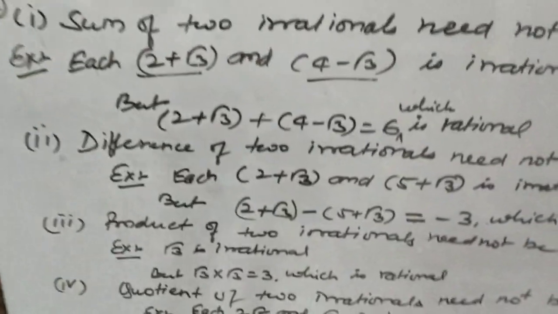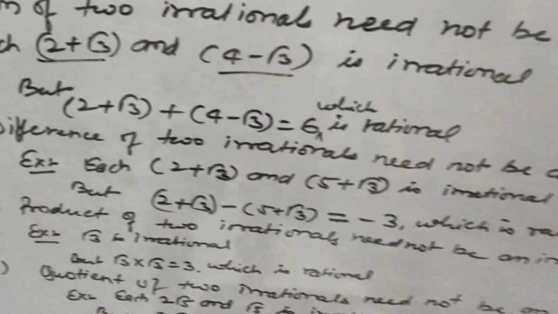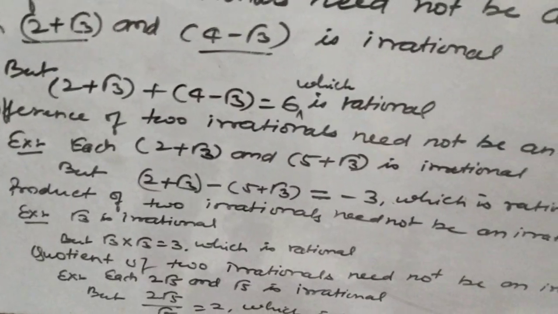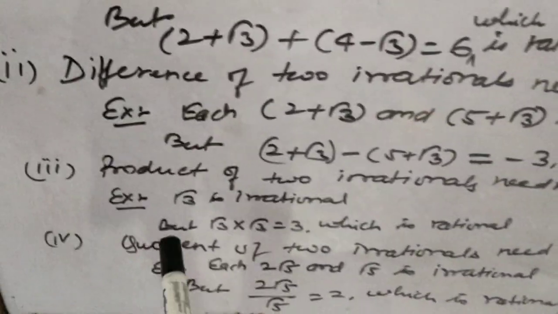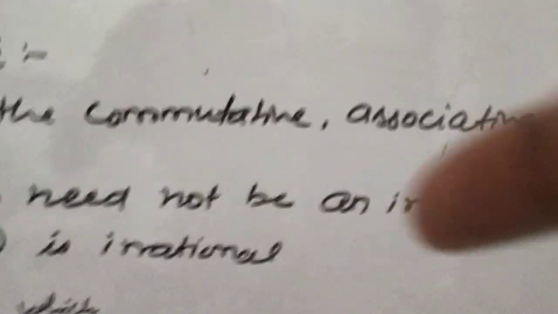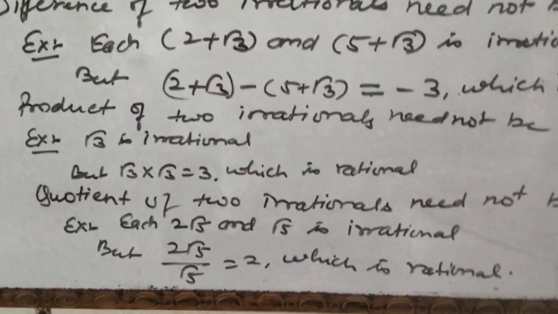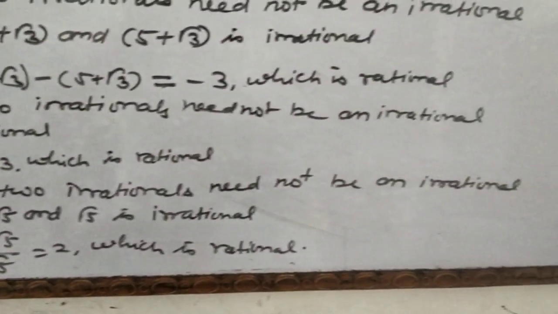Now the third point: the product of two irrationals need not be an irrational. If we multiply two irrational numbers, the product may be rational or irrational, right? For example, root 3 is irrational. If we multiply root 3 into root 3, we get 3, which is rational.